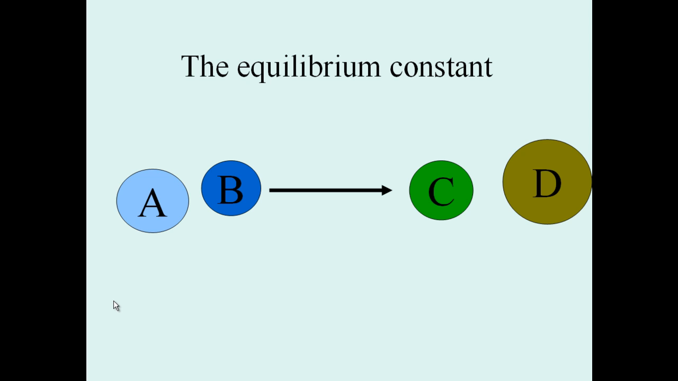what I want you to imagine is that we've got reactant A reacting with reactant B to give us C and D. Now that could be an acid plus a base, giving us salt plus water. It could be an acid plus an alcohol, giving us an ester plus water. Doesn't matter. This is going to apply to every single reaction from now on.